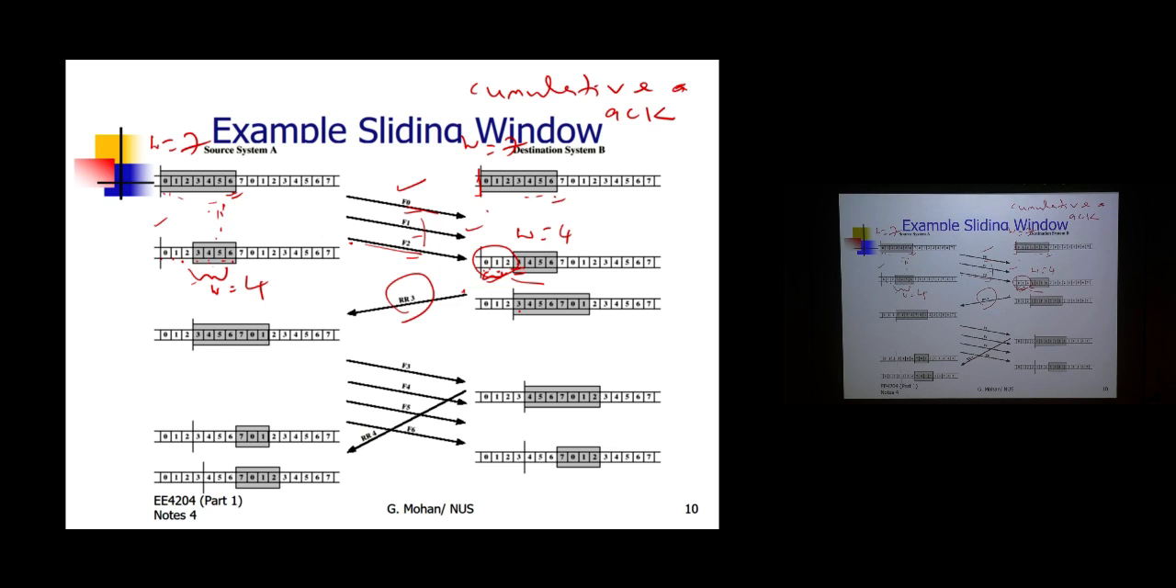Because it has acknowledged 3 frames, the window will expand by 3. Now window size is 7. And you can see this vertical bar has moved here, because there is no frame which is yet to be acknowledged. All frames have been acknowledged.